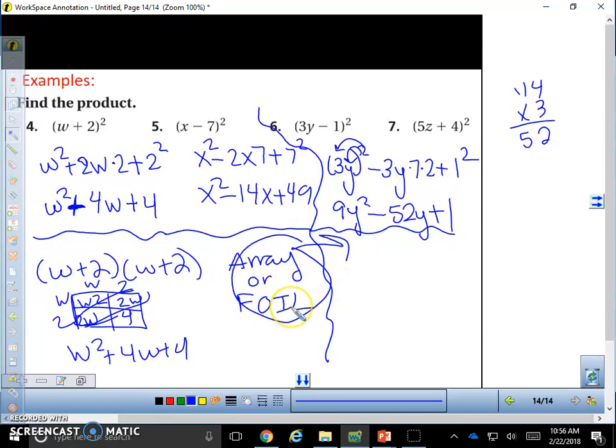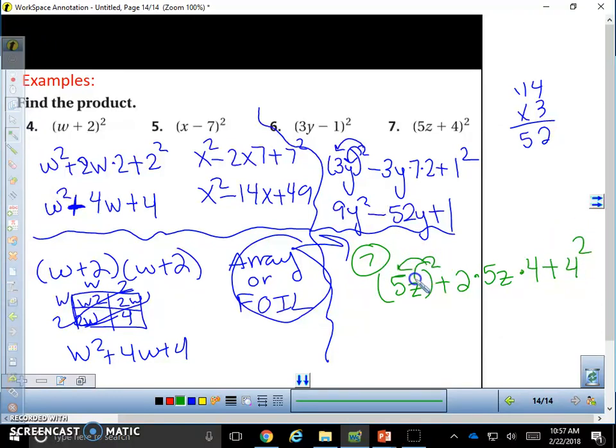It gets you the same thing. It'll be okay. It just won't be fine. Last but not least, number 7. I'm going to put 7 down here in green. This one says addition. So now we're going to do 5z squared plus 2 times 5z times 4 plus 4 squared. Everything, remember those exponent properties, gets squared.